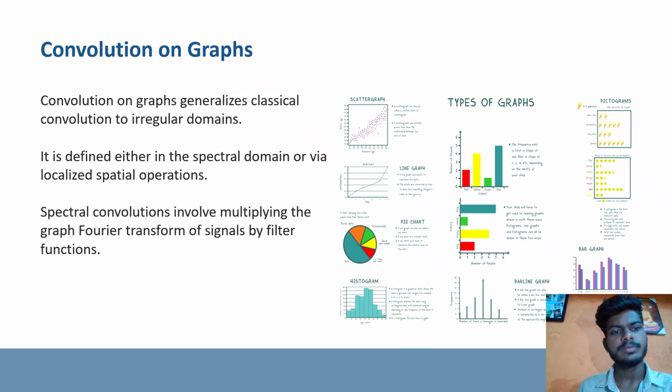Convolution on graphs. Convolution on graphs generalizes classical convolution to irregular domains. It is defined either in the spatial domain or via spectral operations. Spectral convolution involves multiplying the graph Fourier transforms of signals by filter functions.